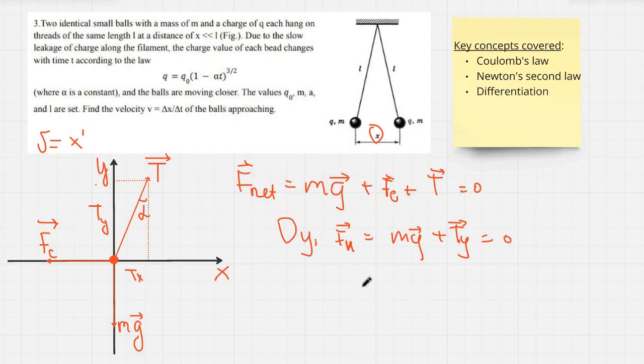Don't forget that all of these are vectors. Now let's write it with signs. mg acts downwards, that's why its sign will be minus mg, then plus tension Ty equals 0. And our Ty equals mg.